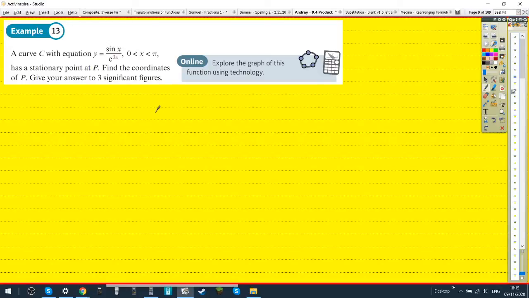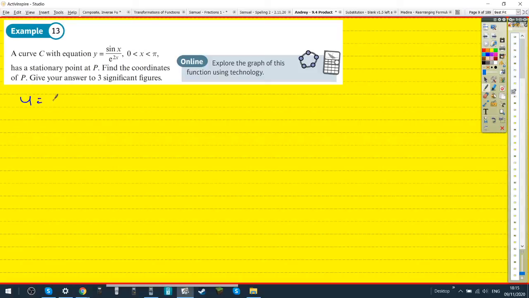No one likes using the quotient rule. It's a big difficult thing. If it was something like 1 over e to the 2x, then there'd be an easy way, e to the minus 2x or something. But if it's a function over a function, then we have to use the quotient rule. Okay. So am I doing u equals sine x?